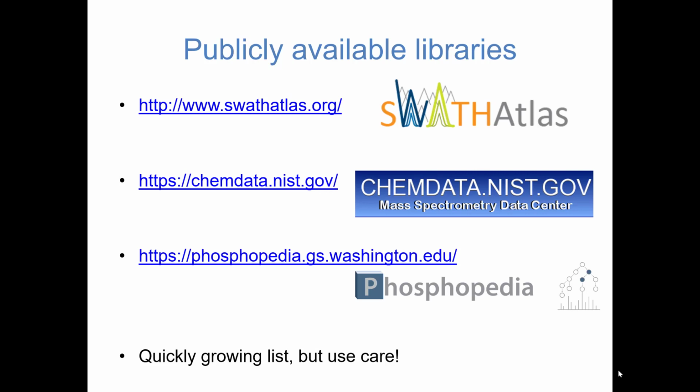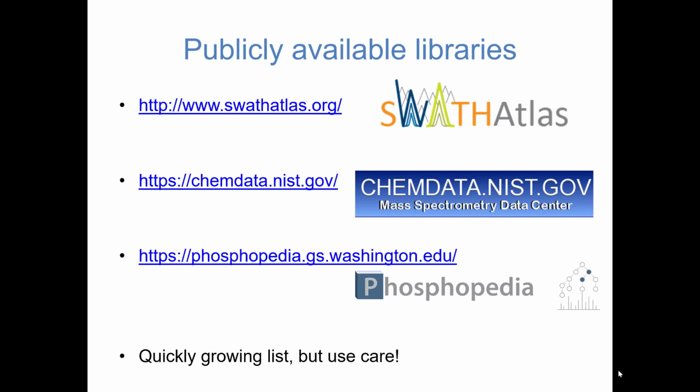This NIST library, the ChemData library, is another good source for libraries. One caveat of these libraries is they don't actually include retention times. That's too bad. This library here, Phosphopedia, is the library that we've actually built for phosphopeptides, and it contains tons of human phosphopeptides to be able to map to. It does have retention time standards. There are a lot of different sources for libraries. Just be careful about who generated the libraries, what conditions they used, and whether they make sense for your experiment as well.